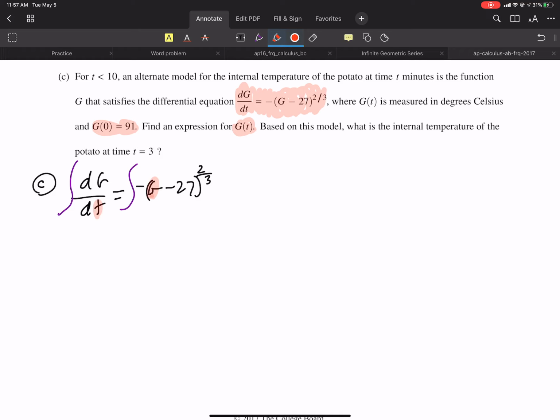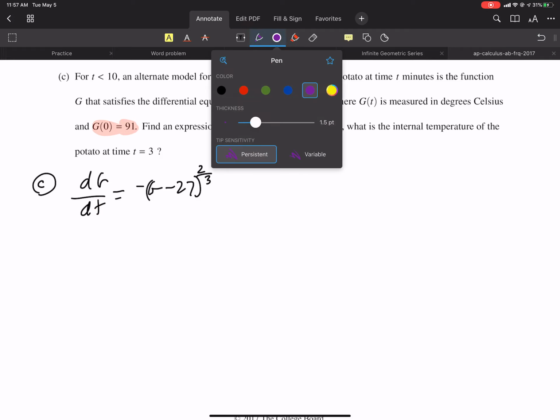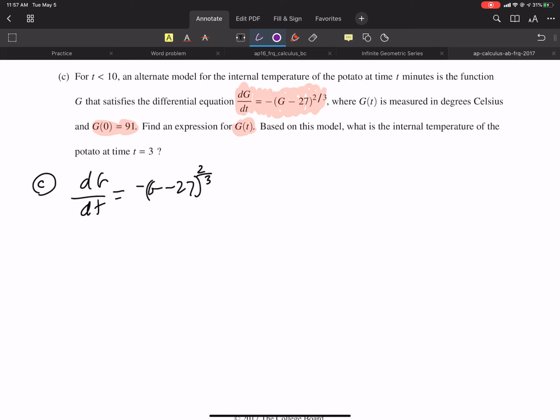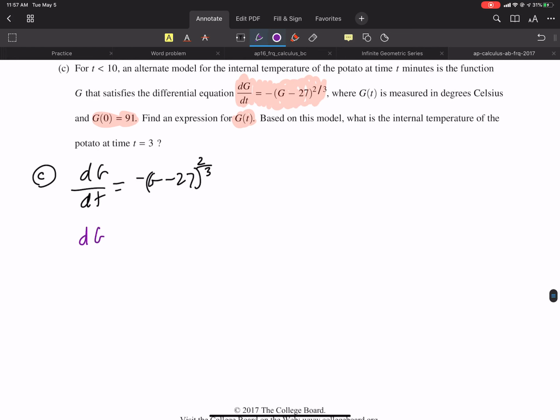I realize this g here is actually my function. Whenever that happens, where your function is what you're trying to integrate, not your variable, you're going to have to separate variables. So what should happen is you have to rewrite this. I'm going to divide both sides by that, but not the negative, because the negative complicates things.